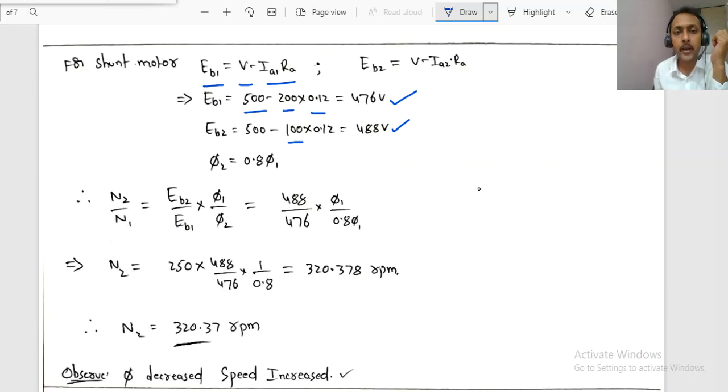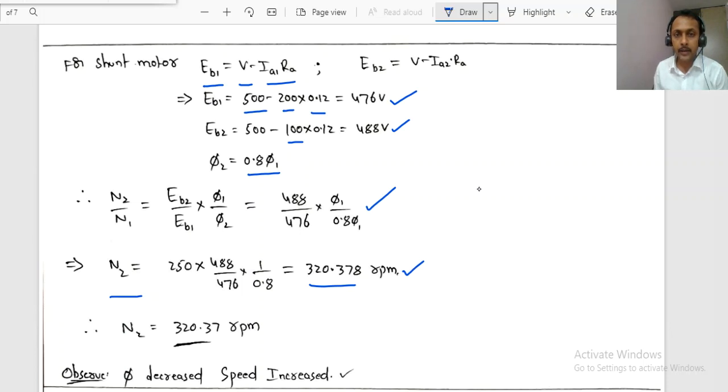In the data given, the new flux is 0.8 Phi1. Phi2 is 0.8 times Phi1. Therefore, N2 by N1 equals EB2 by EB1 into Phi1 by Phi2, 488 by 476 into Phi1 divided by 0.8 Phi1, by substituting these values. Clear? Right. Now, N2 will be how much? 250 into 488 by 476 into 1 divided by 0.8. It is 320.378 RPM.